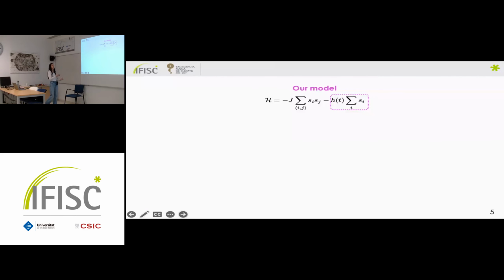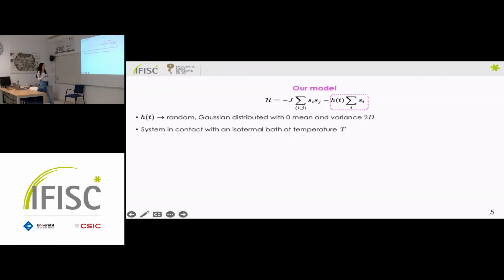So in our model, this time-dependent but uniform in space magnetic field is a random field that is Gaussian distributed with 0 mean and variance 2D. We assume that the system is in contact with an isothermal bath at temperature T, and to simulate the evolution of the system, we use a heat bath dynamics.